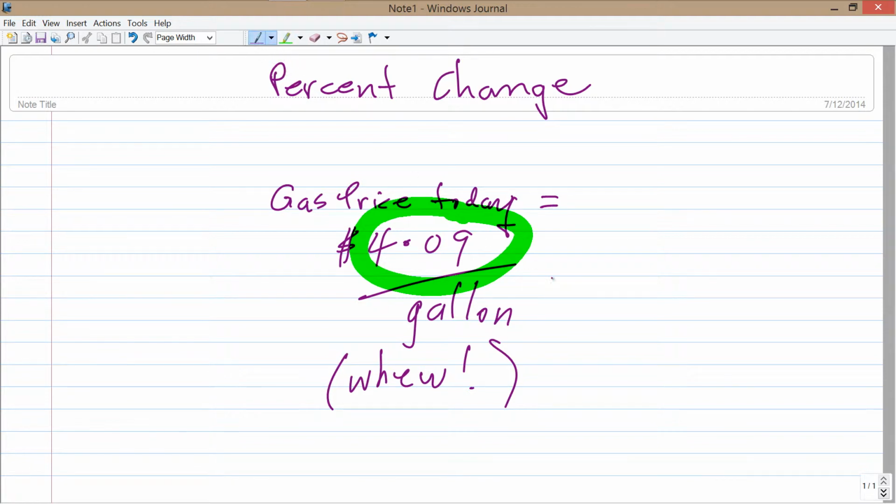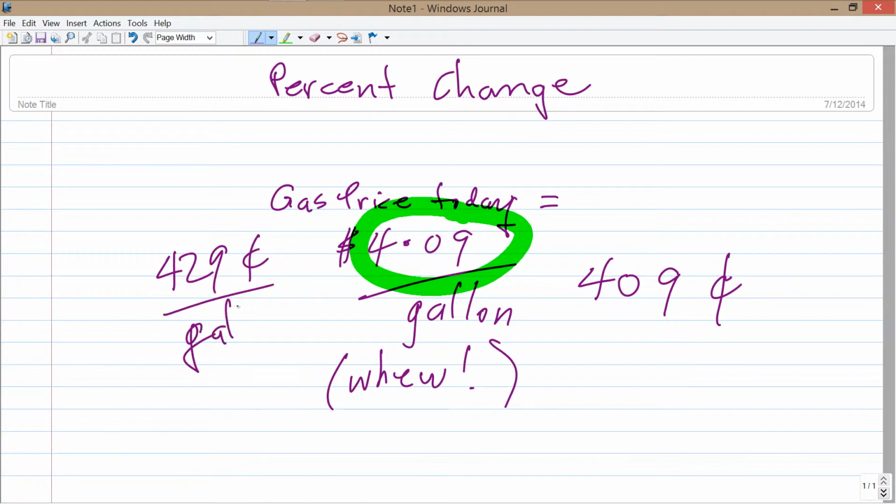But you might think that's pretty doggone expensive for gasoline. You might call it 409 cents. And I'm doing this for a reason. Let's suppose that I go back there tomorrow and they've jacked the price up. There's a hurricane in Bermuda, and so the oil companies jacked the price up to $4.29 a gallon, or 429 cents a gallon. How much of a percentage change is that?